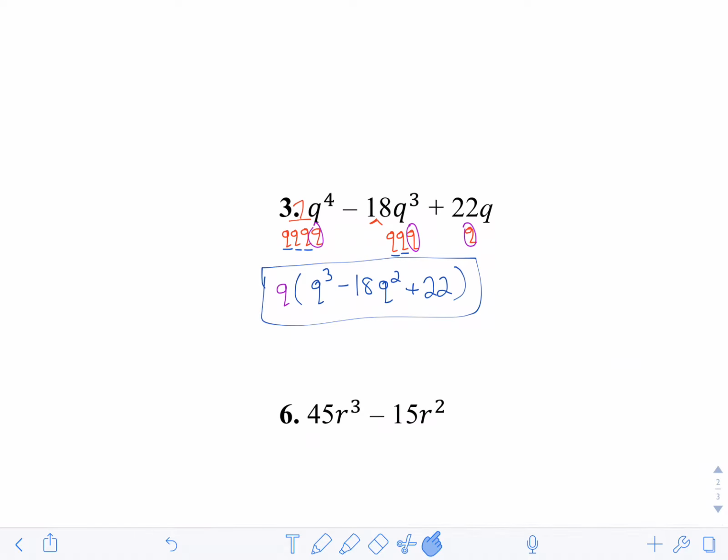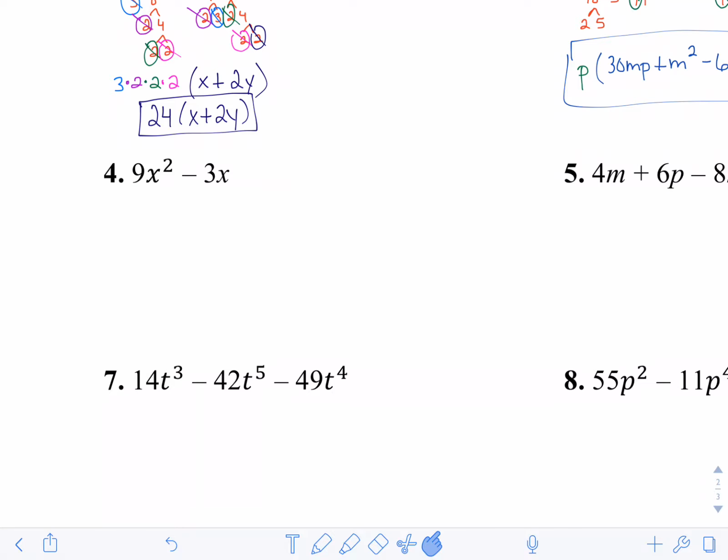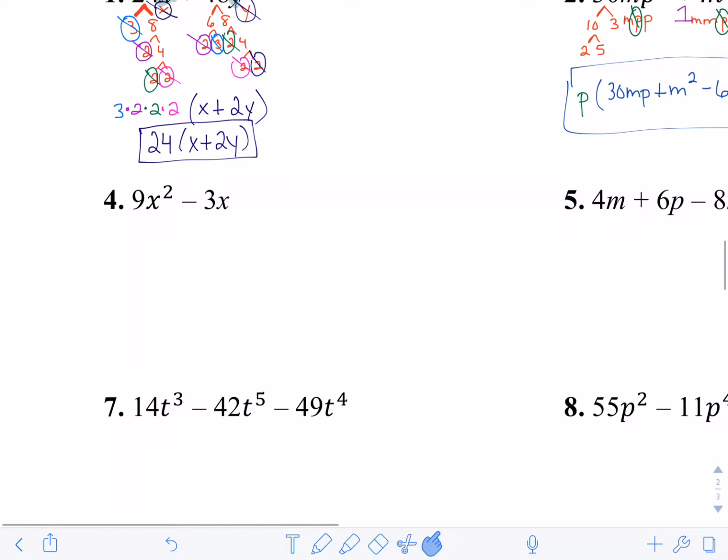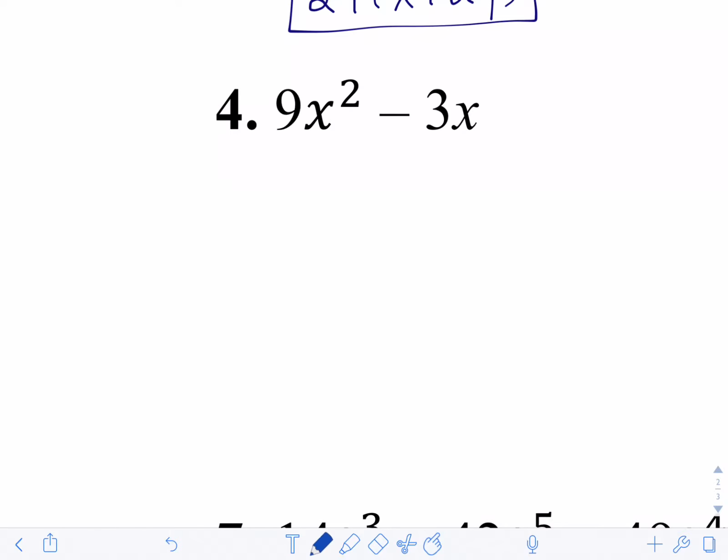All right. Number 4. Okay, so number 4. Now some of y'all can get pretty good at this and say, okay, I know both these have a 3 in common that I can pull out, and they both have an x in common I can pull out. So some of y'all can go like this. All right, I'm going to pull this 3x out so I have 3x minus 1 left over. Okay, if you can do that, that's great.